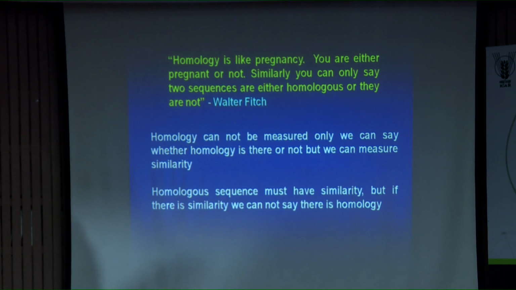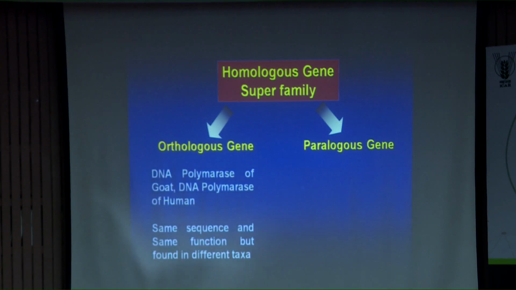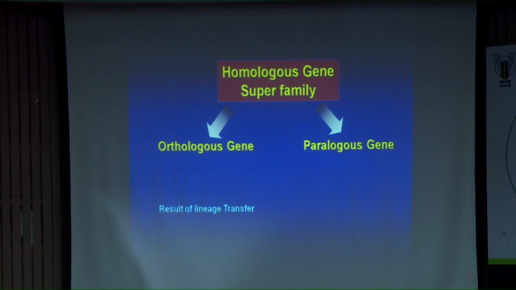There may be similarity, but we cannot tell. If there is similarity along with the ancestral relationship, then only we can tell the sequences are homologous. Okay? Next. Homologous gene superfamilies are of two types. When we are talking about homology, homologous gene families are two types. One is called orthologous gene, another one is called paralogous gene.